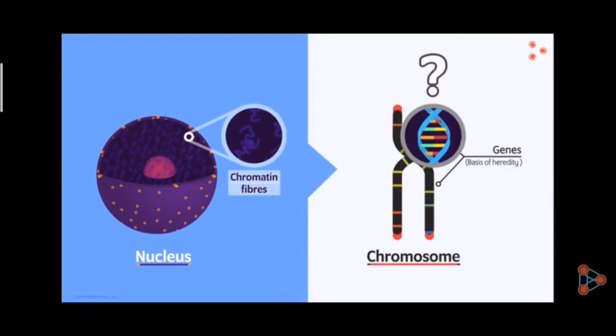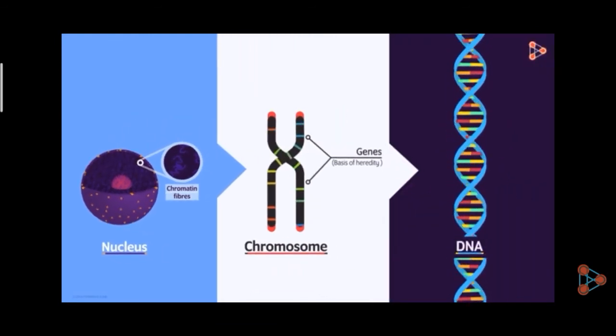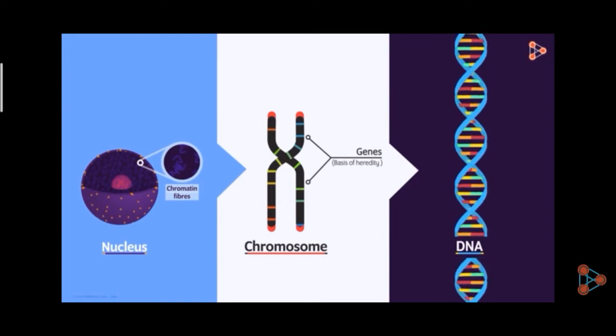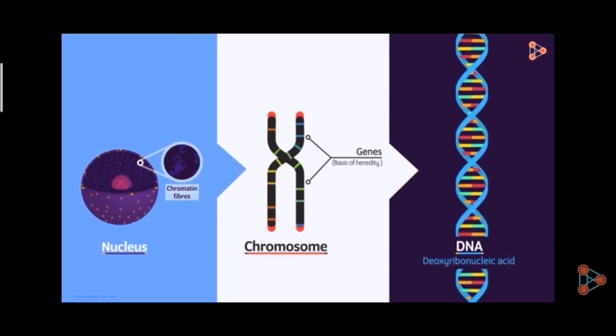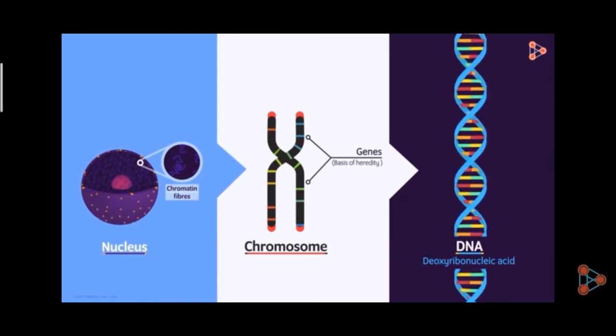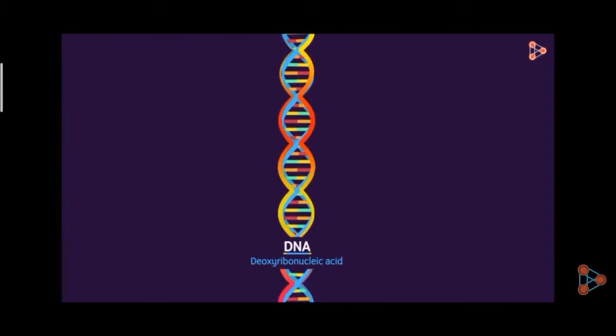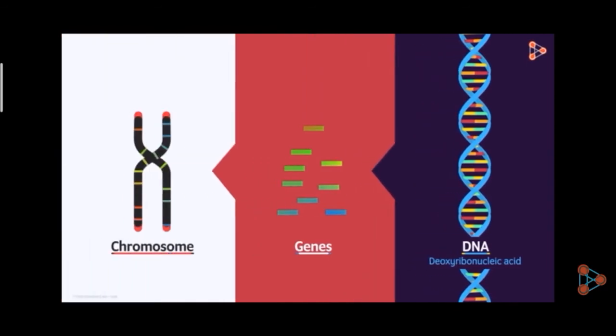Let's zoom in more. Any idea what these functional segments, genes, are made up of? Genes are made up of molecules of DNA. That means deoxyribonucleic acid. So now if we go in the reverse manner, then we have DNA molecules forming functional segments called genes. Many genes come together to form a chromosome.